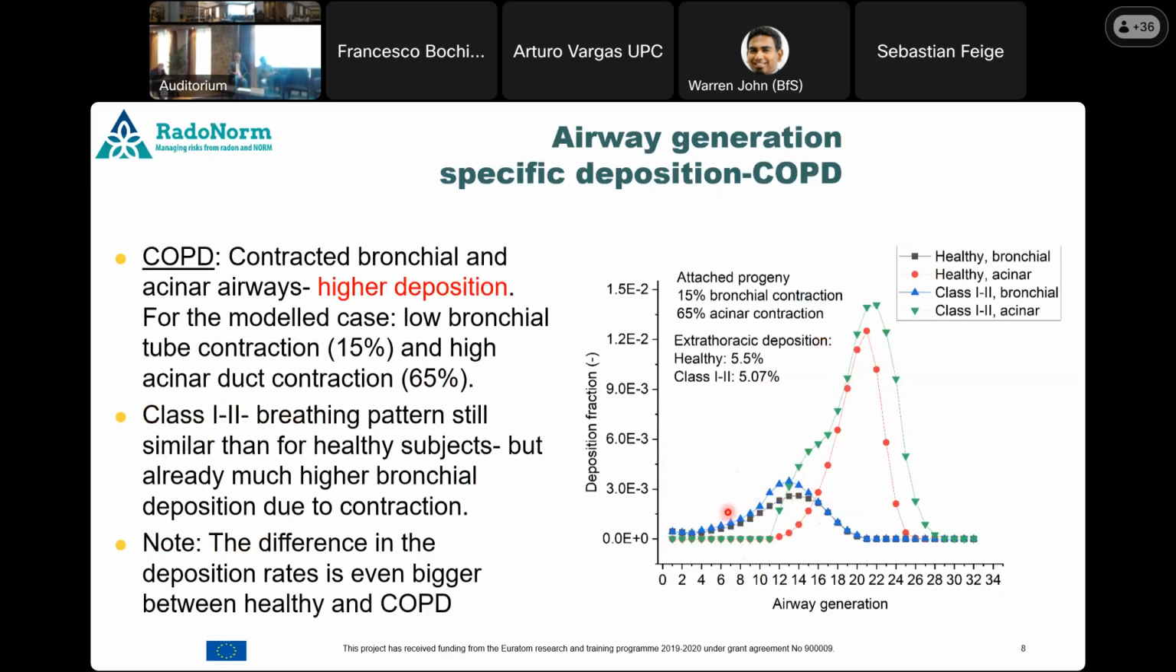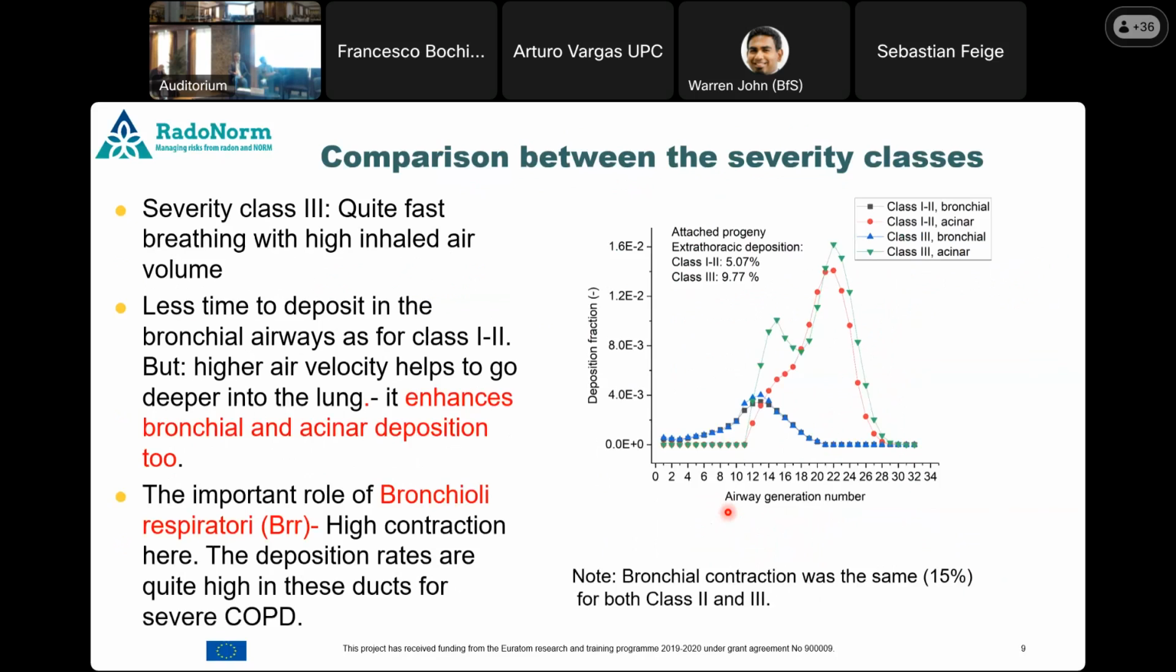And as we go to a bigger severity class, more progeny are inhaled, and also the deposition fraction is more. So much more radon progeny are deposited in the bronchial region of a subject with COPD than in healthy people. So this will have a huge effect on the bronchial deposition, and again the bronchial respiratory region for class 3 is even more significant. How many progeny deposit here?